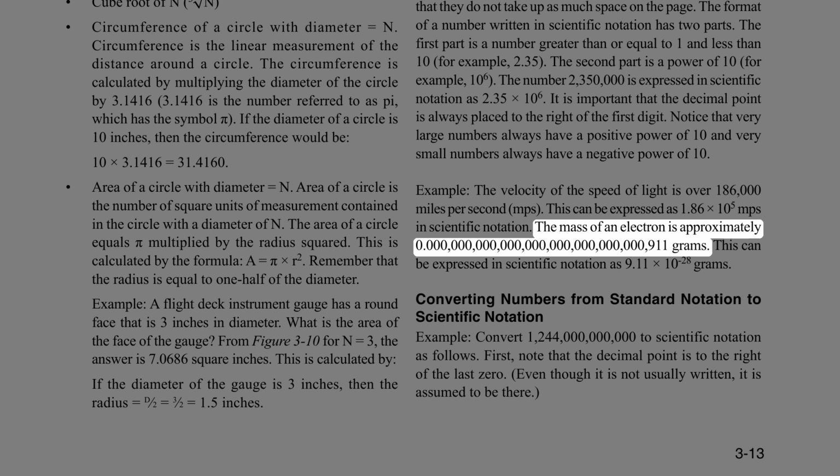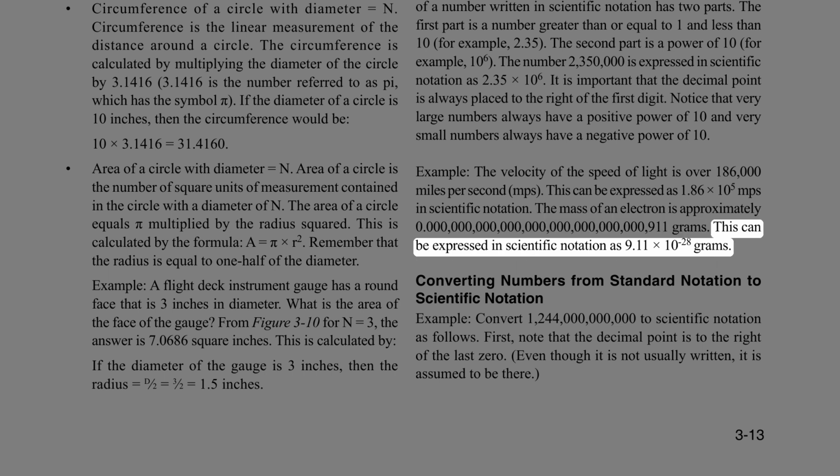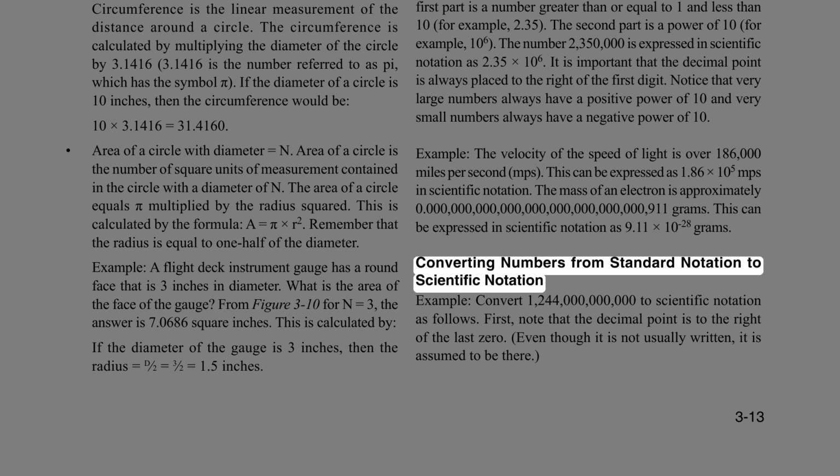The mass of an electron is approximately 0.000 ... 911 grams. This can be expressed in scientific notation as 9.11 times 10^-28 grams.